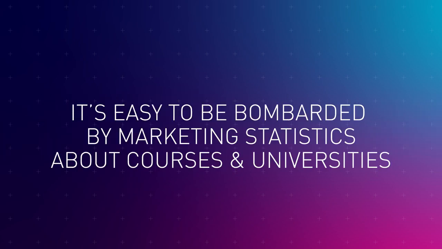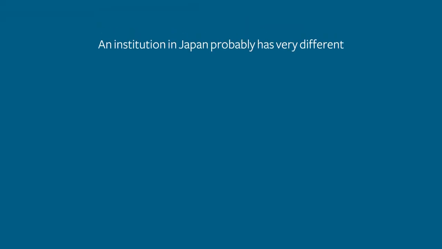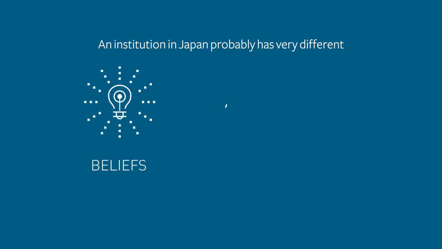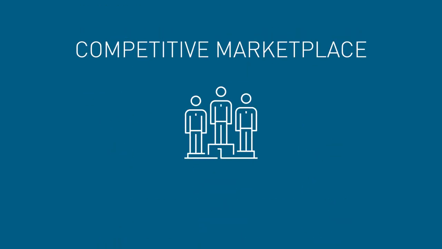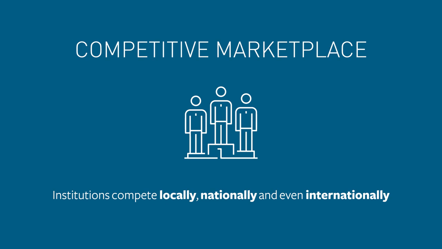It's very easy to be bombarded by marketing statistics when you are thinking about a course or university. It's fair to say that an institution in Japan probably has very different beliefs, goals and values to somewhere in the UK like Southampton. This is also a competitive marketplace, with institutions competing locally, nationally and even internationally.